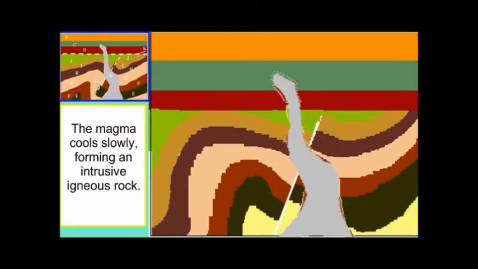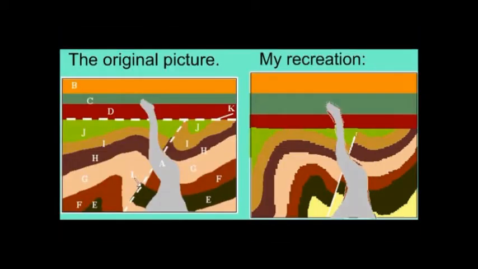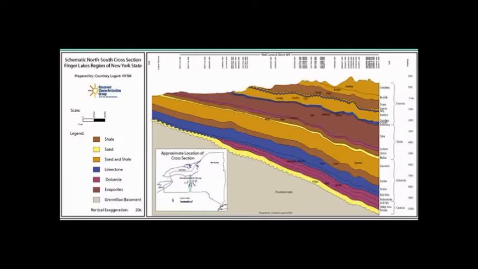And the magma cools slowly, forming an intrusive igneous rock. So basically on the left we have a picture that I got off the internet, and on the right is my recreation of that picture step by step. This diagram here is a cross-section of parts of New York State.